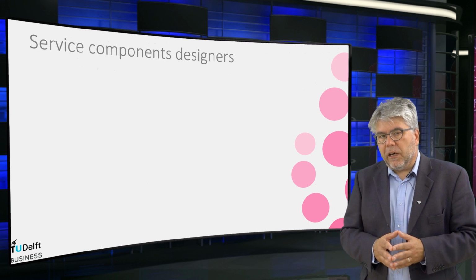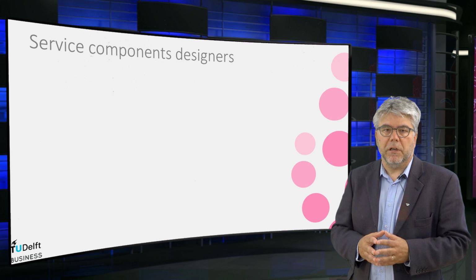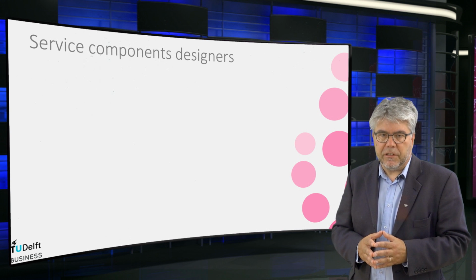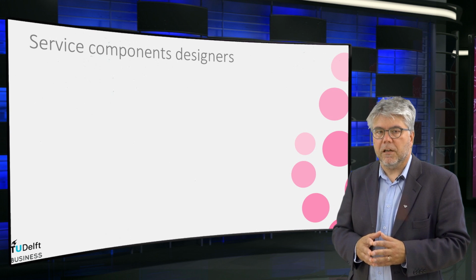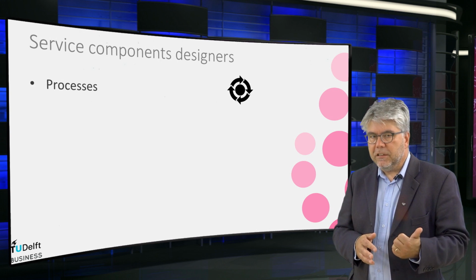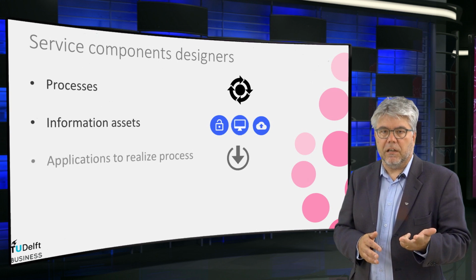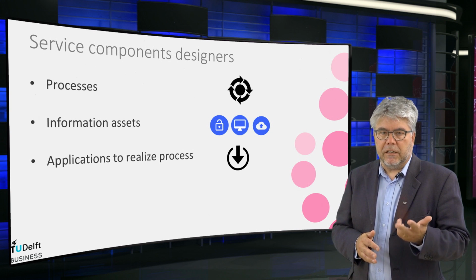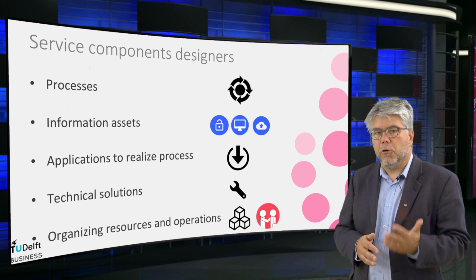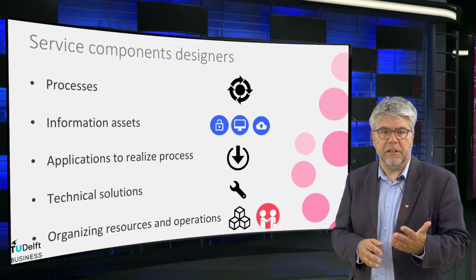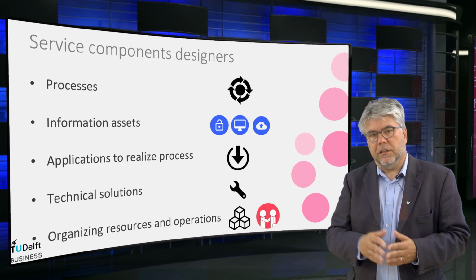Then we added another set of performance measures to the service components to be discussed by the designers. Against this backdrop, the components were mapped with the elements of enterprise architecture, namely processes, information assets, applications that realize the processes, technical solutions, and actual organizing of the resources and operations between partners as it is now, and how they should be arranged in order to reach the performance targets in the future.